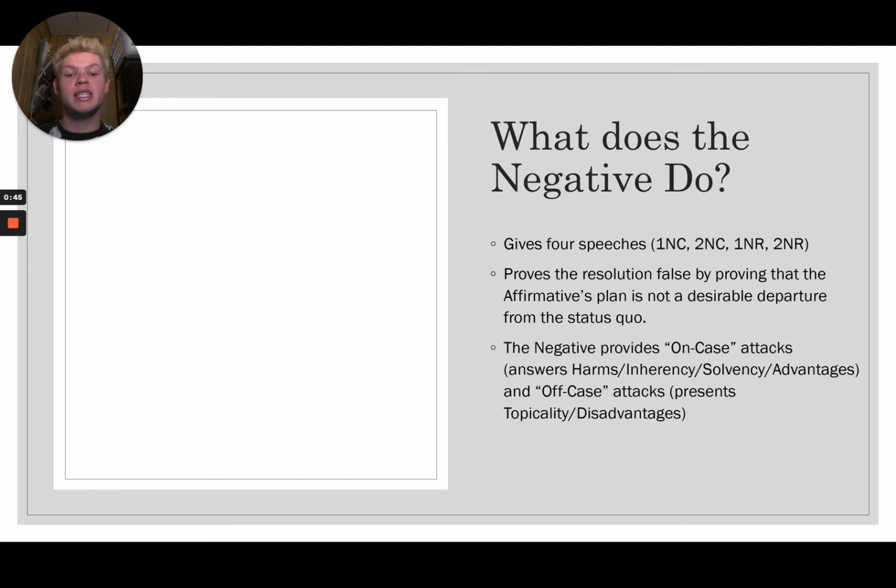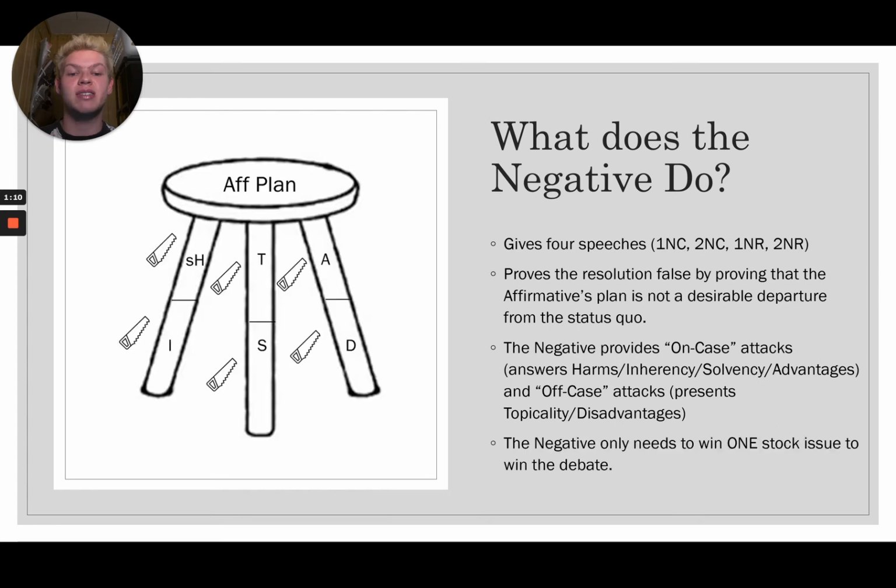So the negative does this through providing on-case attacks, which is where they're answering the affirmative's case, so harms, inherency, solvency, or their advantages, but they also do this through off-case attacks, which are presenting topicality and disadvantages. On-case means that you are attacking arguments that were on the case provided by the affirmative, whereas off-case arguments are arguments that were not on the case of the affirmative. They are off of their case, but they are still attacking the stock issues.